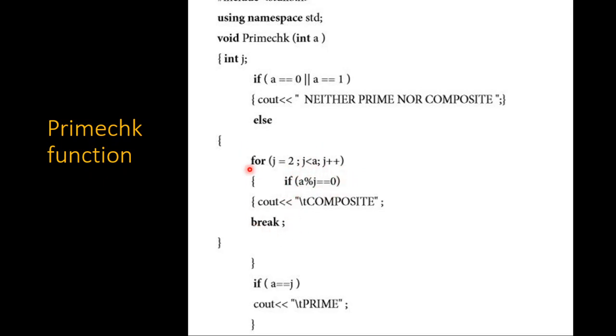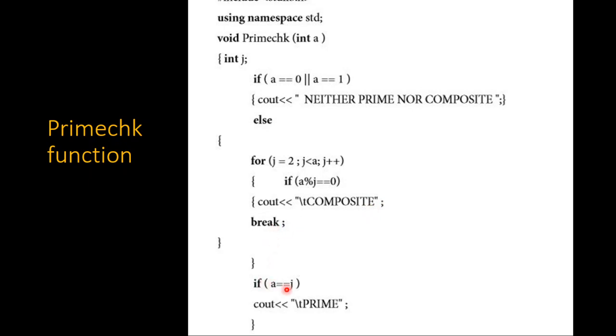Now this for loop is over, but we are going to check whether it is also prime. Initially 0 and 1 are neither composite nor prime. Now we start from 2 onwards, and for divisibility, if the remainder is equal to 0, it means the number is composite.